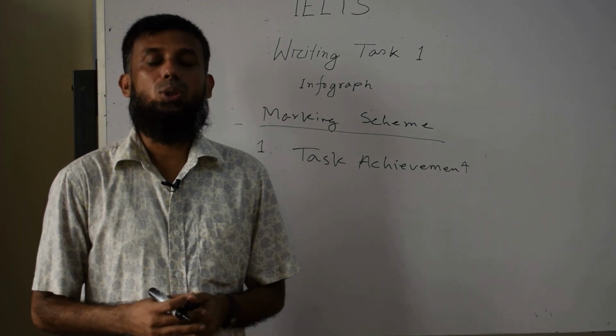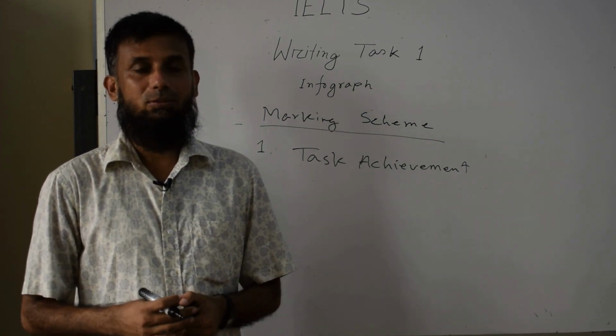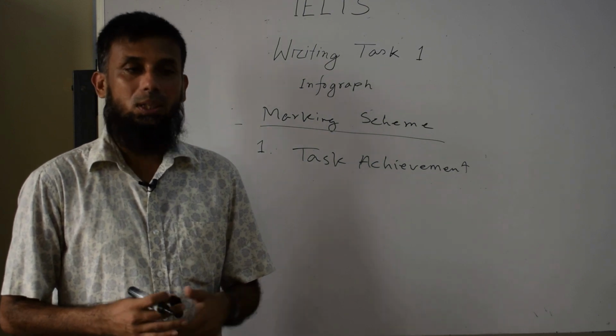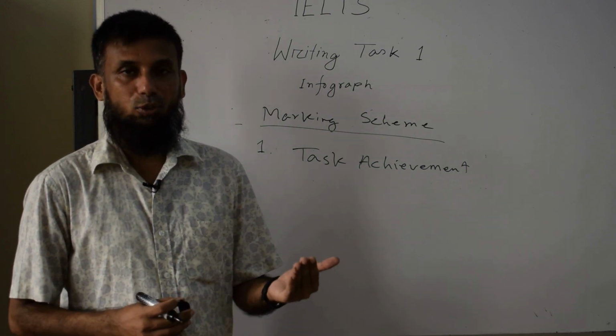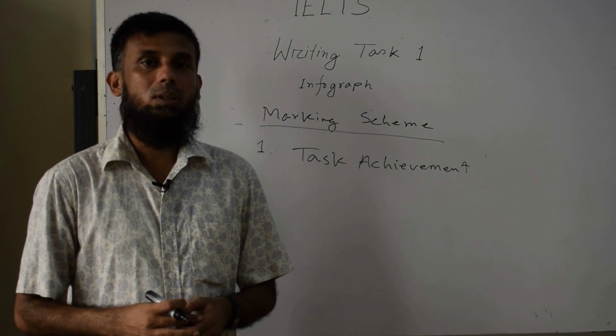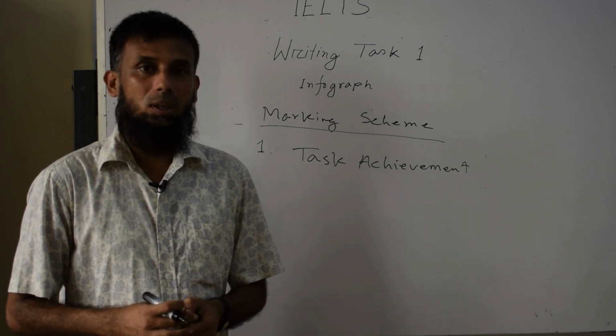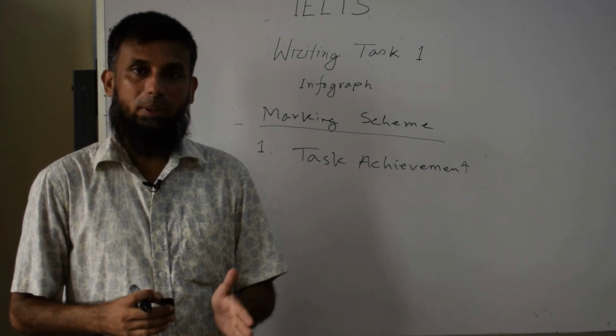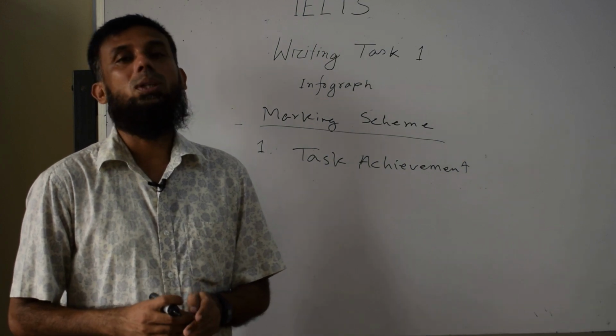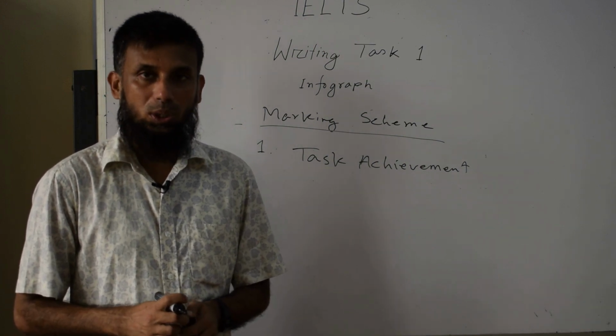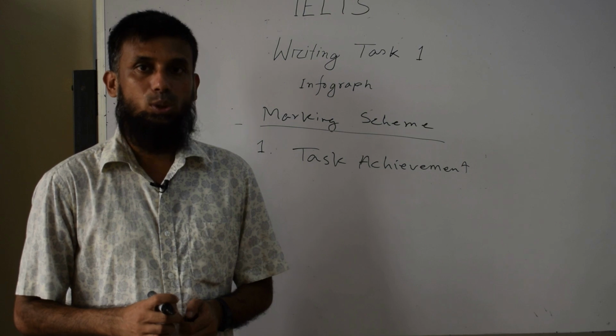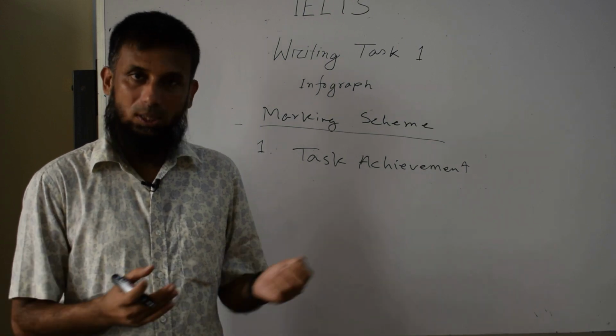And how many paragraphs should you have in your writing? You should have 4 paragraphs. In the first paragraph, you should state the general information. In the second and third paragraphs, you are just describing other important information, of course. And in the last paragraph, you should summarize the information presented so far. So that is all about task reflection.